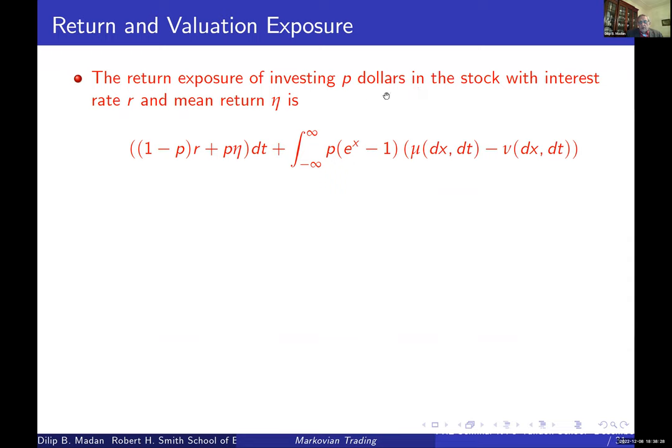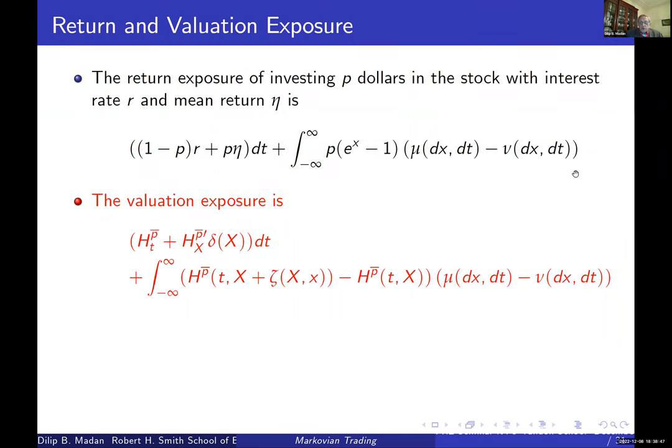So we know that the return of putting P dollars in the stock is a simple thing, okay? There's some drift rate, and then there is a compensated jump. And the return is e to the x minus one when you put P dollars in. This is straightforward. In addition to the immediate return, I need to worry about what's happening to the change in value of the state. So I'm sitting at some time t, I am in some state x, I may get hit by some shock little x, and that's going to change my state.